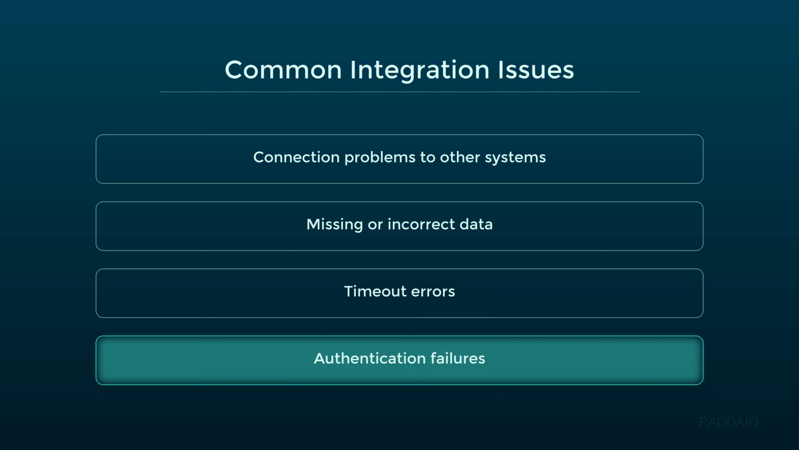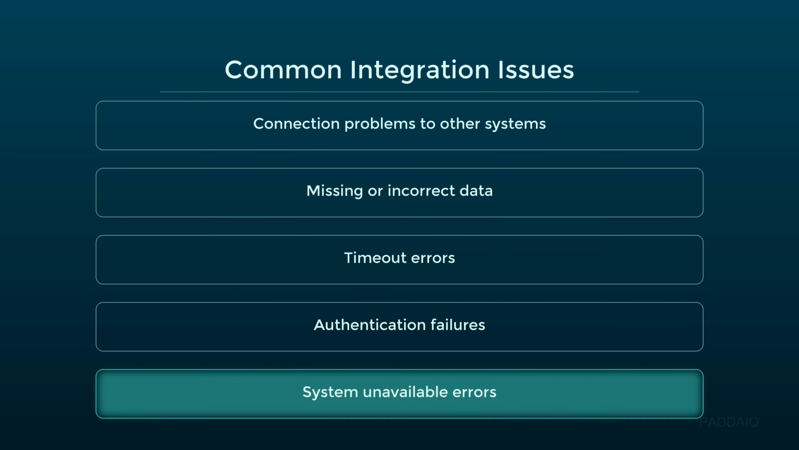Authentication failures. This occurs when systems cannot verify each other's identity due to incorrect credentials or expired certificates. For instance, a cloud application fails to fetch data from an on-premise SAP system because its password has recently changed. Always ensure your authentication configurations are current and correct to prevent these disruptions.